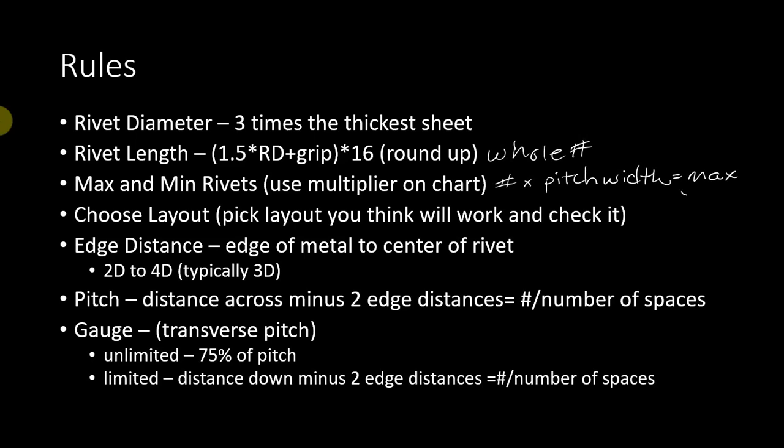In order to find min, you're going to multiply by 75%, and that will give you your minimum. Now remember, if it's like 30.1 rivets, then 31 is my minimum. If it's 30.1 for a max, then it's going to be 30, because I can't go up to 31 for a max. So always stay in between whole numbers.